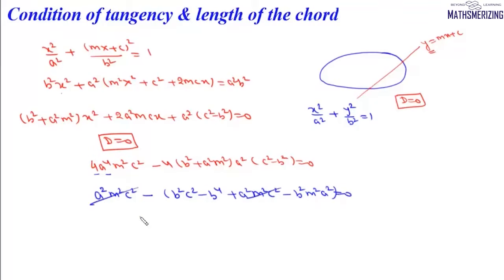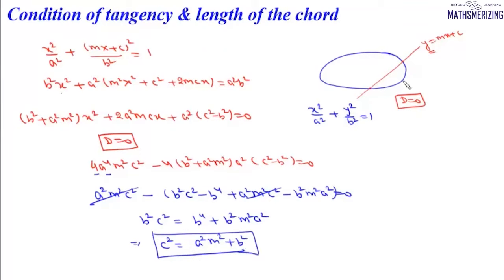So now we can write b square c square is equal to b to the power 4 plus b square m square a square. Now we'll also cancel this b square, then we can write c square is equal to a square m square plus b square. So the condition of tangency in the case of ellipse is if the line y equals mx plus c is a tangent to this ellipse, which is x square upon a square plus y square upon b square equals to 1, then c square must be equal to a square m square plus b square.